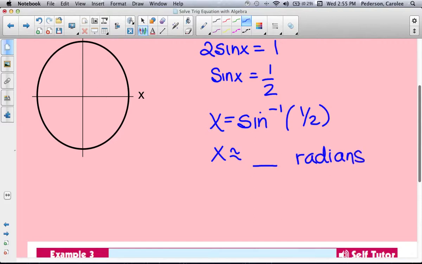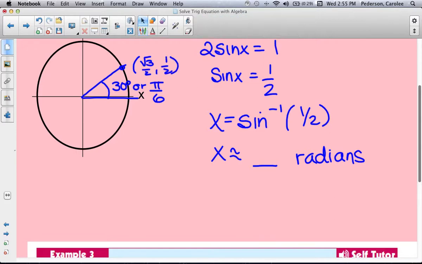Or, remembering our unit circle, here's our angle 30 degrees, or pi over 6. The ordered pair is square root of 3 over 2, 1/2. This is the cosine and the sine. So our answer in radian measure is pi over 6 radians.